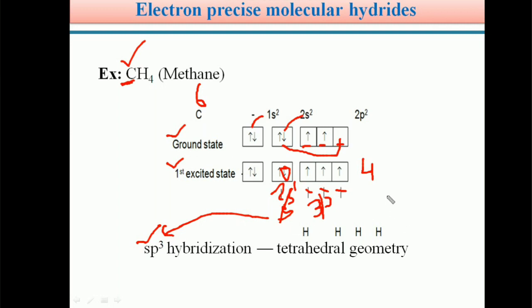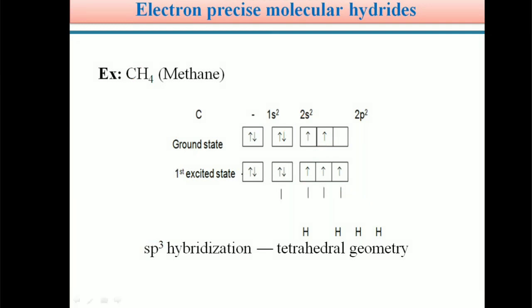These 4 sp3 hybrid orbitals form a covalent bond with 4 unpaired electrons of 4 hydrogen atoms, and 4 hydrogen atoms form a corresponding methane molecule. The hybridization of carbon in methane is sp3 and geometry is tetrahedral.